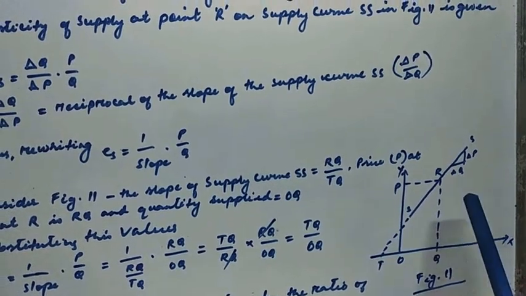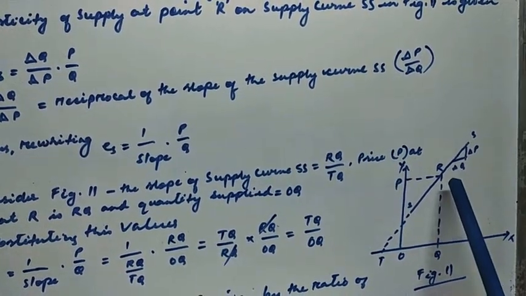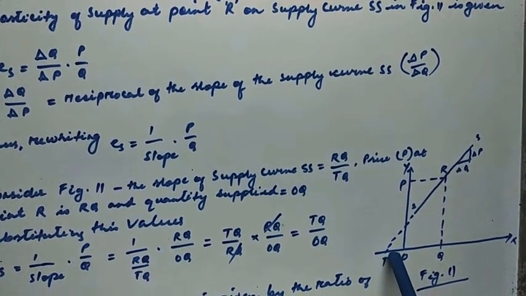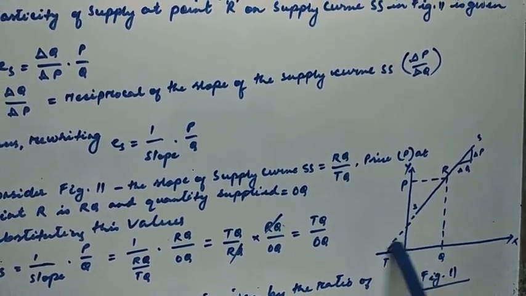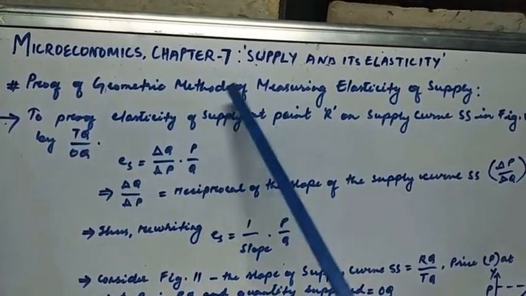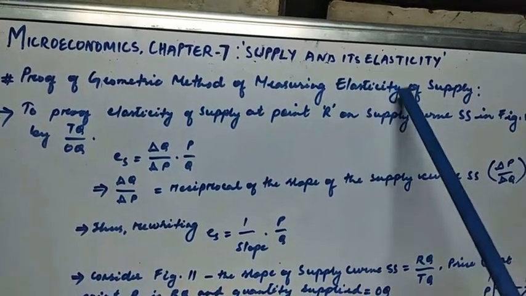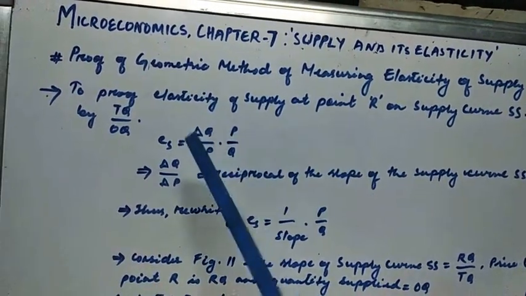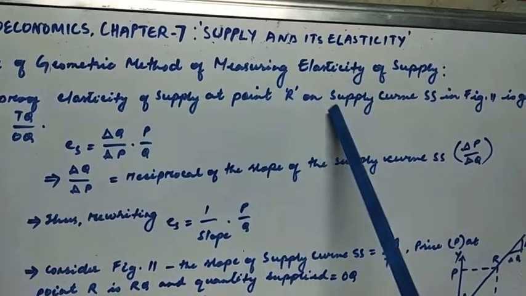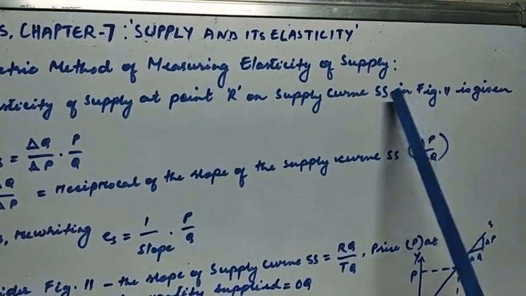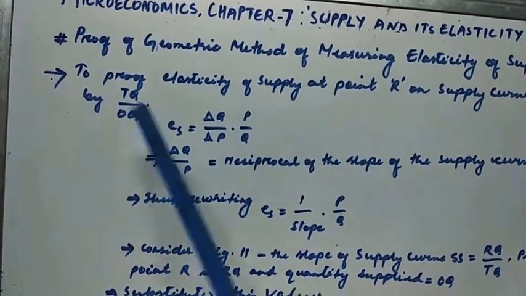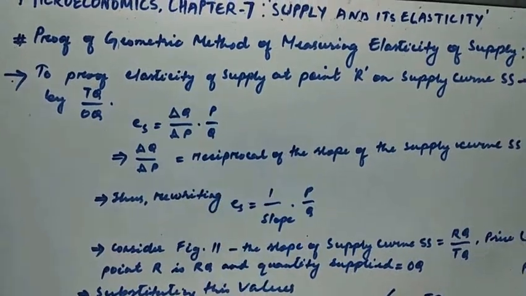So we have to prove that the elasticity at point R will be given by the distance TQ divided by OQ. So here we are to prove the geometric method of measuring elasticity of supply. We have to prove that elasticity at point R on supply curve SS, figure 11, is given by TQ divided by OQ.